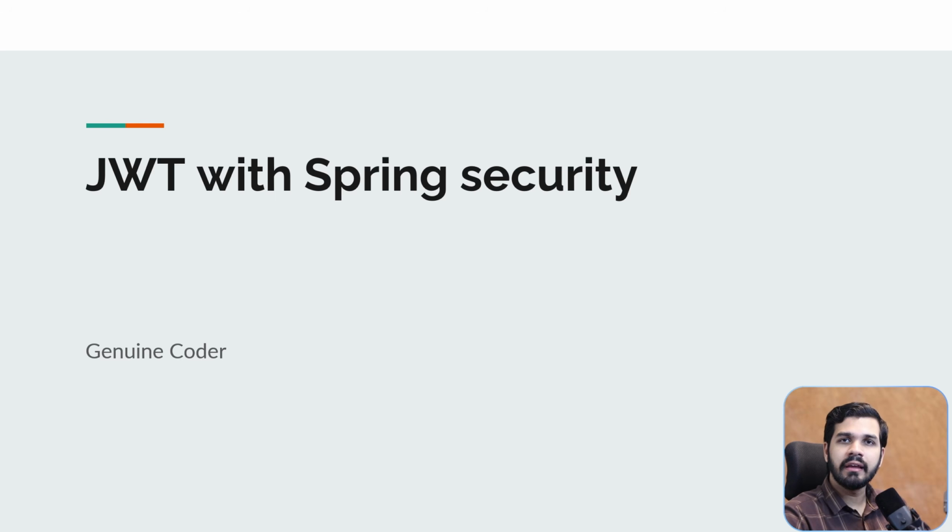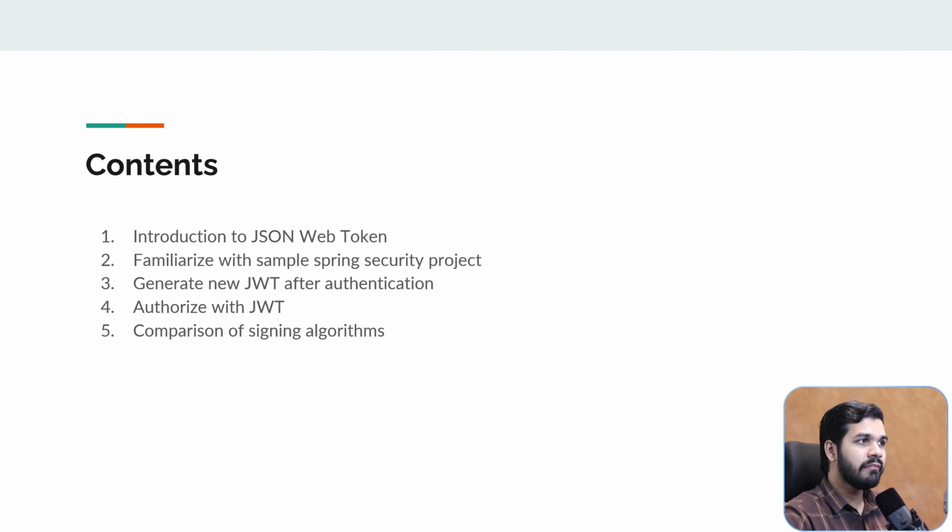In this tutorial, we will talk about JSON Web Tokens and how to use them for authentication and authorization in a Spring Boot application. We will start with the basic idea of JSON Web Tokens, also known as JWTs. We will see how it works and what its basic ideas are. And then we will discuss a sample project that we are going to use for this tutorial.